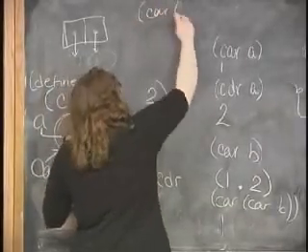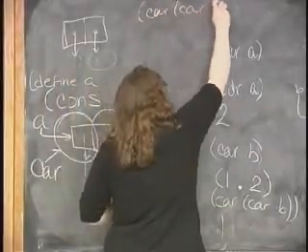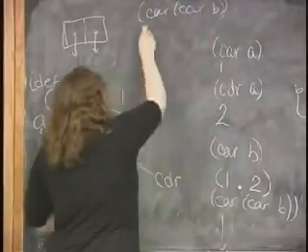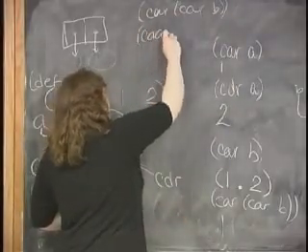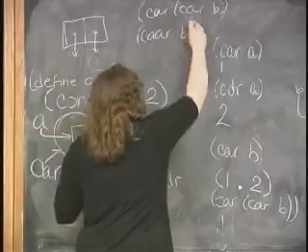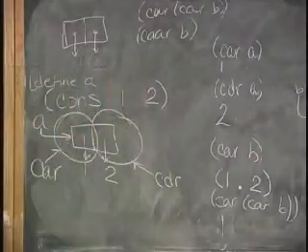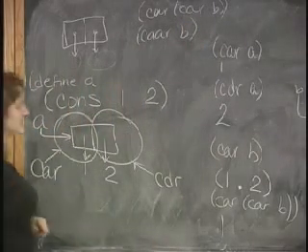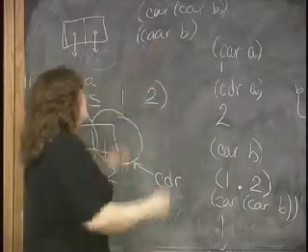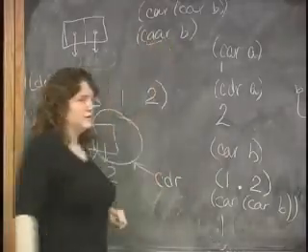So car of car of B can be written instead as caar of B. Subtle pronunciation difference. Scheme will understand that, and I believe it goes up to 6 in the middle here.